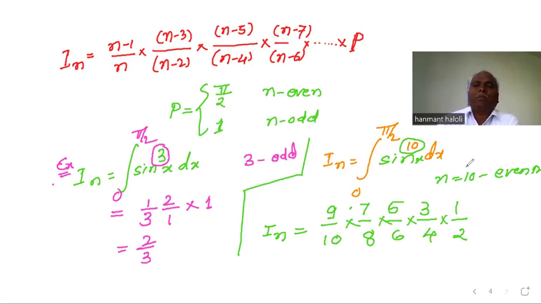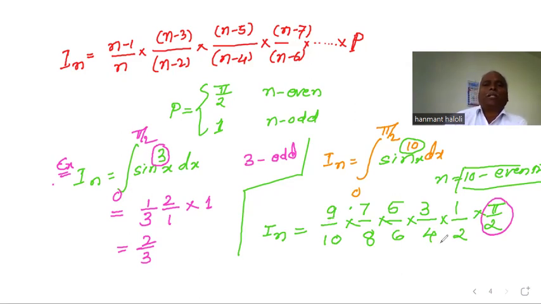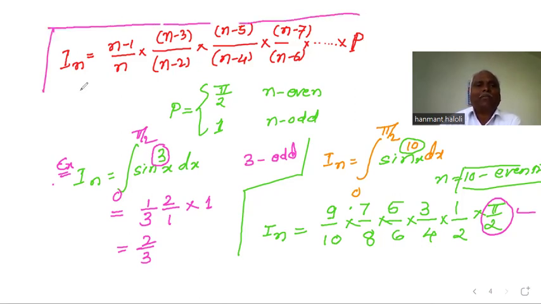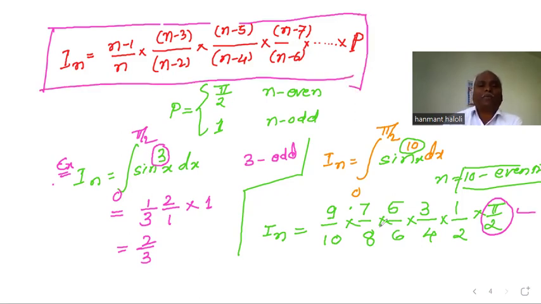Here the number is even, so p takes the value pi by 2. p is pi by 2 due to the even power of sine. So pi by 2 is for the even power. By that you can calculate any higher powers of trigonometric functions' standard values without any explanation, without any steps. Directly you can use the reduction formula method to get the answers. This is the important formula to reduce the given integral of sine functions into a soluble, or solution, form.